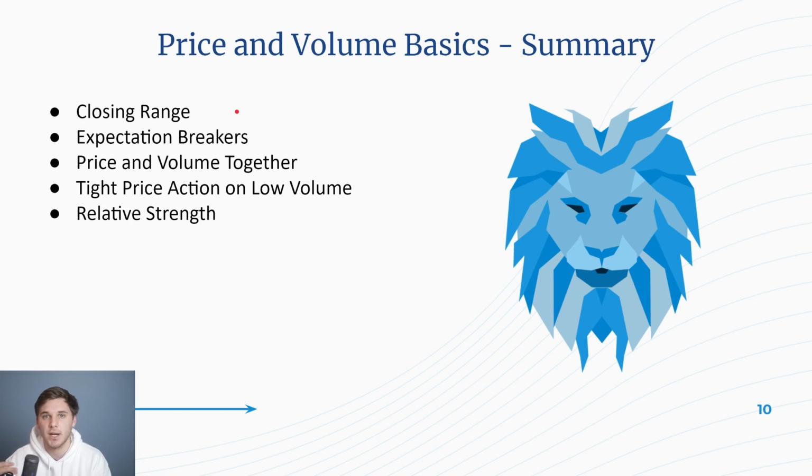So in terms of price and volume basics, we talked about the closing range, where the stock finished between the range of its high to the low. We also talked about expectation breakers. Did the stock meet our expectations from the closing range and volume? And if not, how are we going to deal with it? For instance, we covered breakout failures.